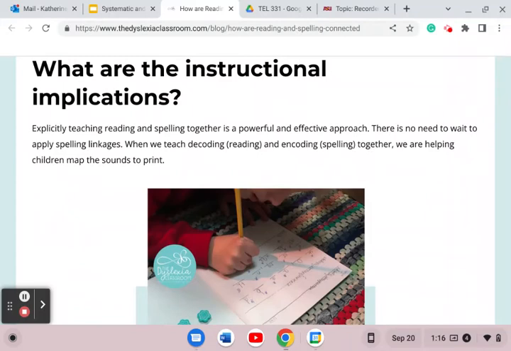So I really like the way that this is broken down. Explicitly teaching reading and spelling together is a powerful and effective approach. There's no need to wait because you're really teaching decoding and encoding in the same line of thinking. If you can decode and the child knows their letters, why couldn't they encode by putting those together?